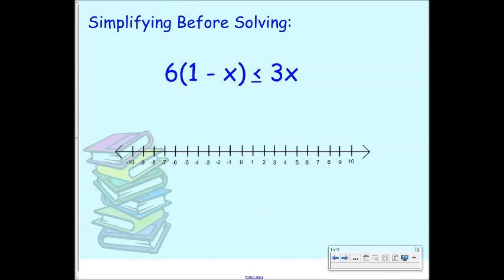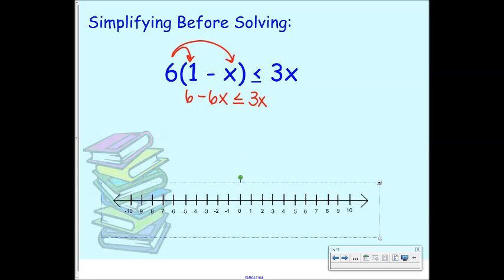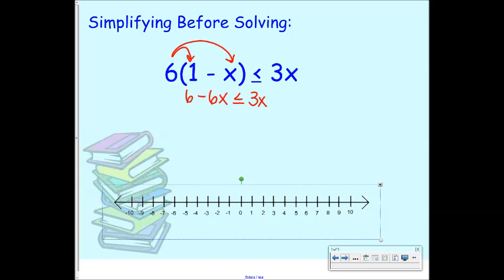All right, let's try one more. We've got to simplify before solving here, and we're going to simplify here by doing the distributive property, which is going to give us 6 minus 6x is less than or equal to 3x. So to isolate that x, I've got to collect terms first. I prefer to have my variable on the left side, but it doesn't really make sense to do that here because then we'd end up with negatives and zeros that we don't really want to deal with.